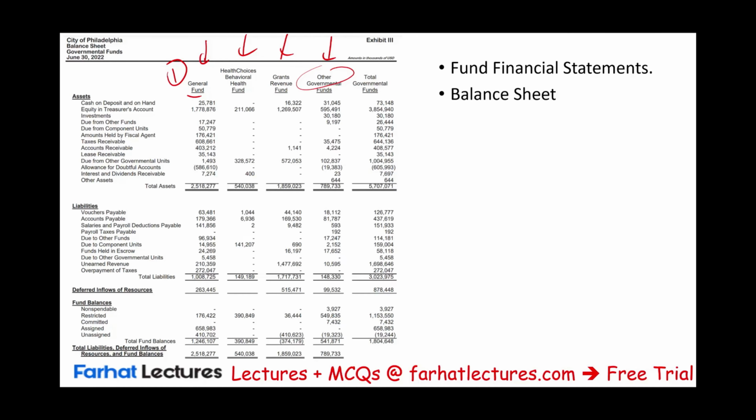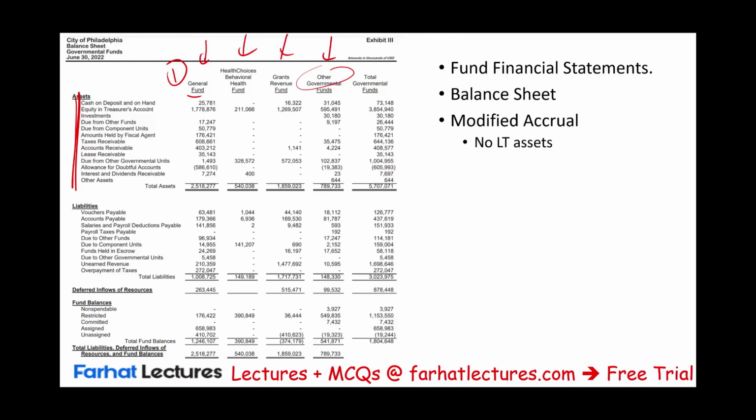Which accounting method do we use to prepare this report? We use the modified accrual. The modified accrual, not the full accrual, the modified accrual. What does that mean? What do we need to know about the modified accrual? No long-term asset, no non-current asset. If you look at the assets, we don't have capital assets. We don't have property, plant, and equipment.